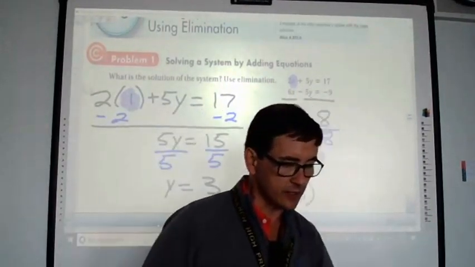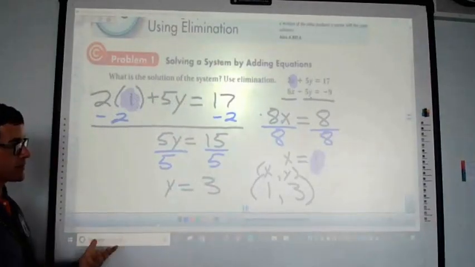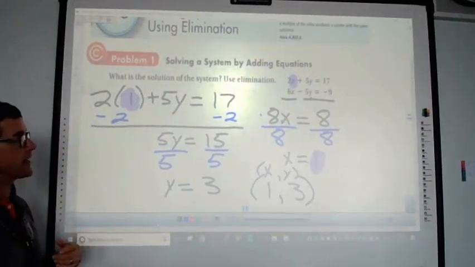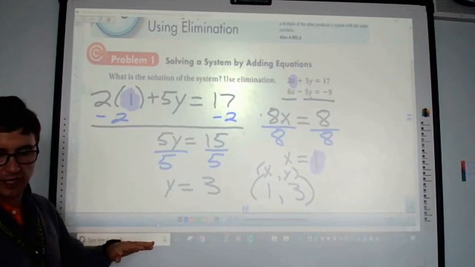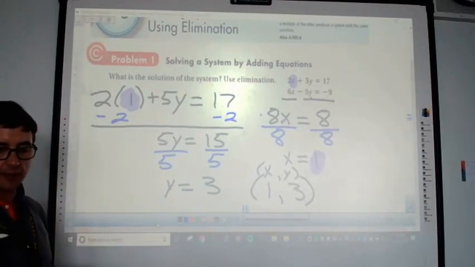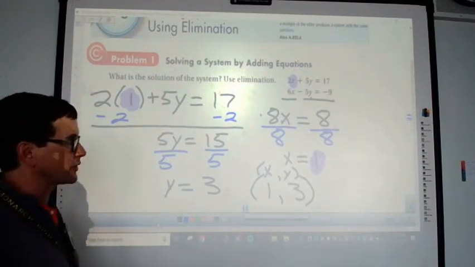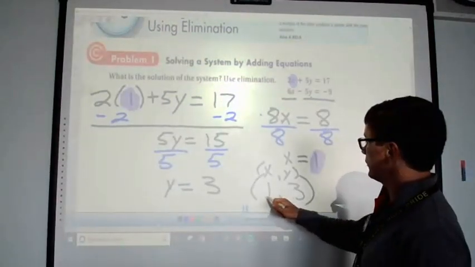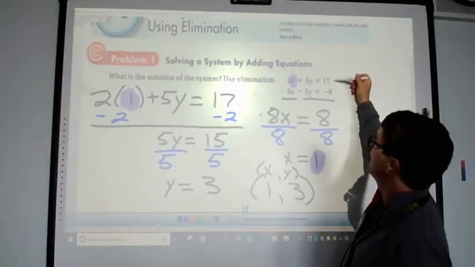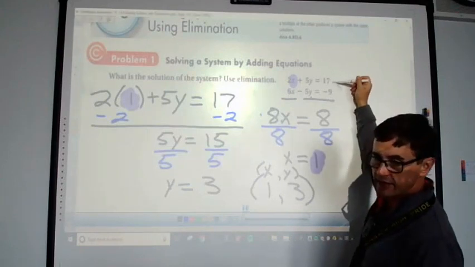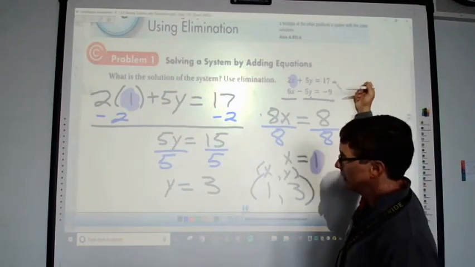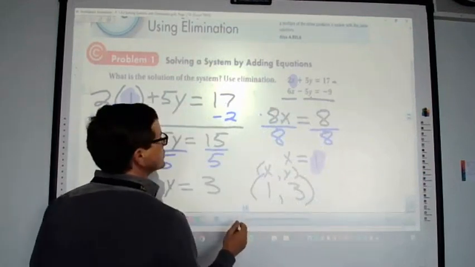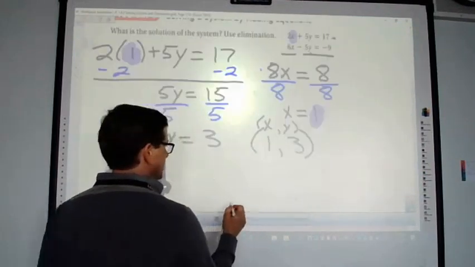So I'm not going to make you do a check step, but I'm just going to kind of talk about the check step. Actually, no, I take that back. I'm going to do the check step on this first one, and I'm just going to kind of talk you through it with the remaining problems. So I'm going to plug in 1 for x and 3 for y. I'm again going to choose the equation that has all positive numbers up here. So 2x plus 5y equals 17.